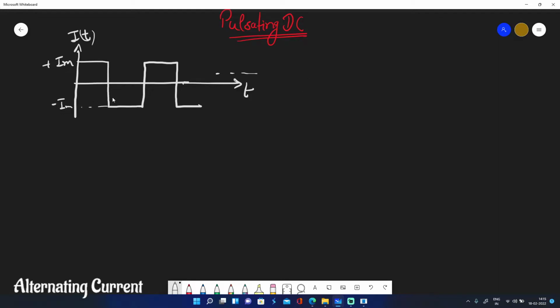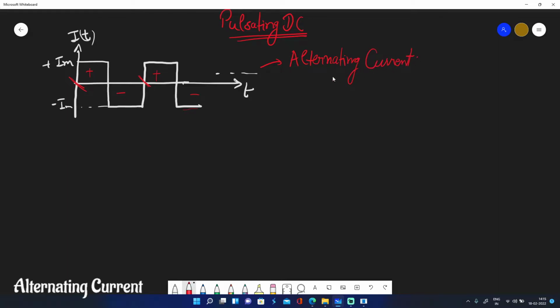What will you say? Is the polarity of this waveform changing? Yes, it becomes positive, then it becomes negative, plus, minus, to and fro. And also there is a period. After a certain interval of time this waveform is repeating. So this is a periodic waveform as well as polarity is also changing. So this is alternating waveform, alternating current.